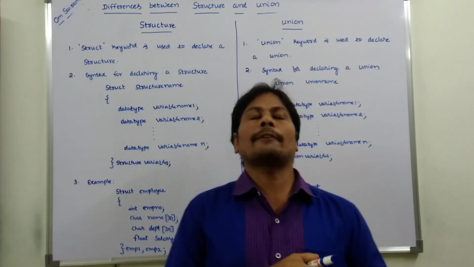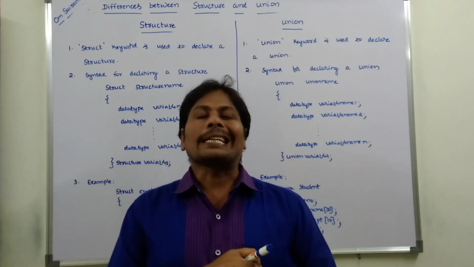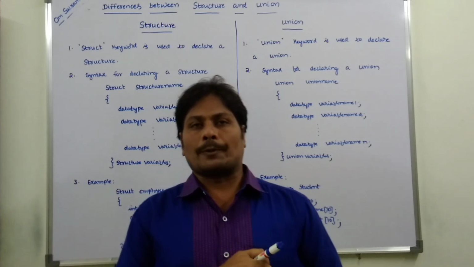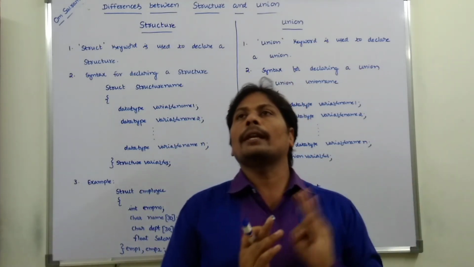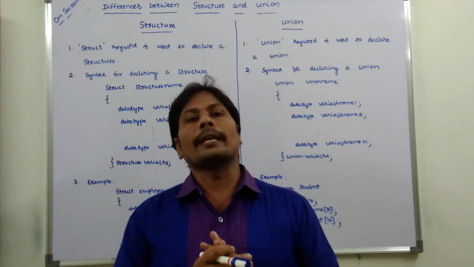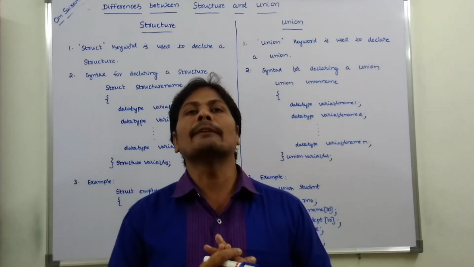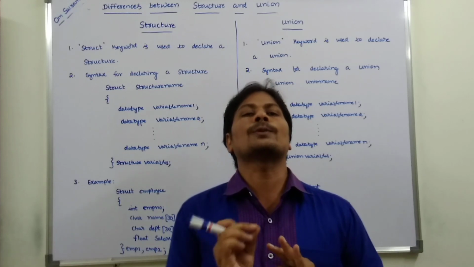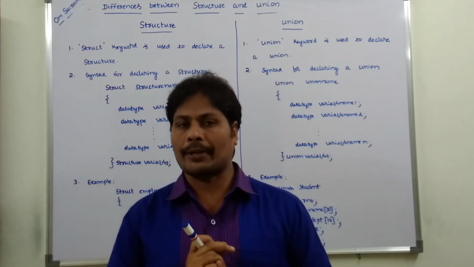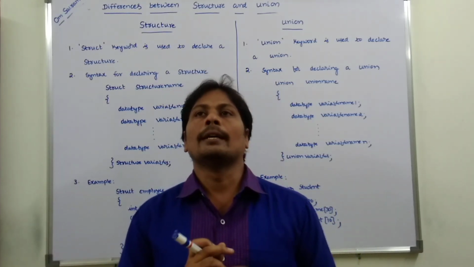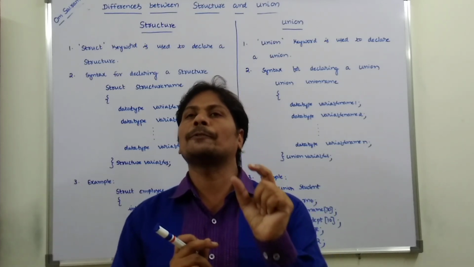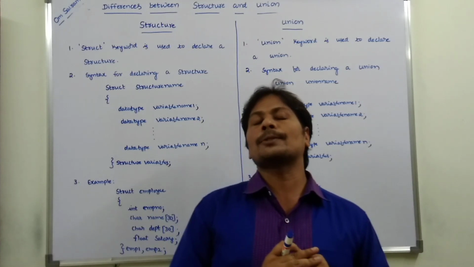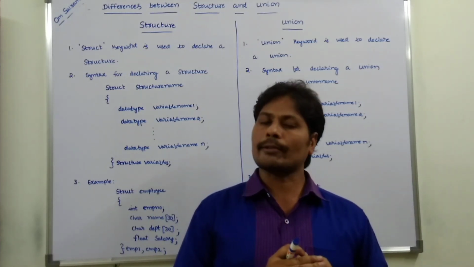The first difference is, to declare a structure, the struct keyword is used. In union, to declare a union, we are using a keyword called union. Struct keyword is used for declaring a structure. Union keyword is used for declaring a union.